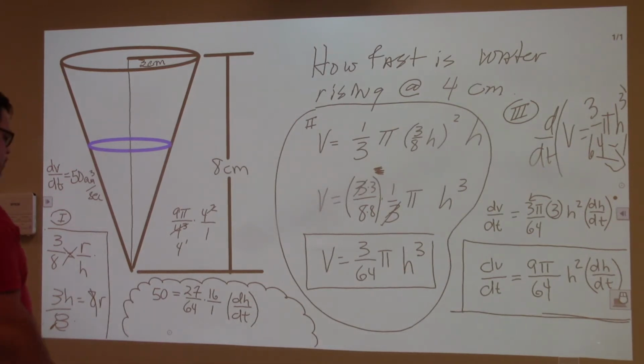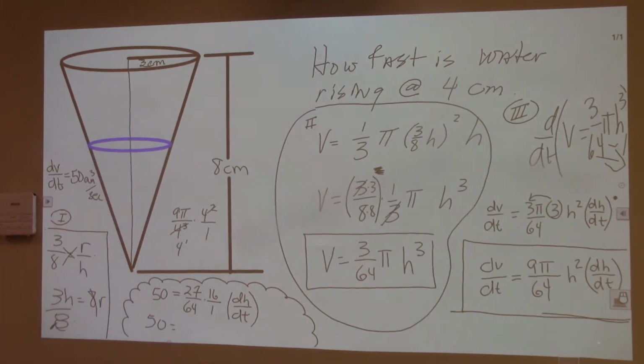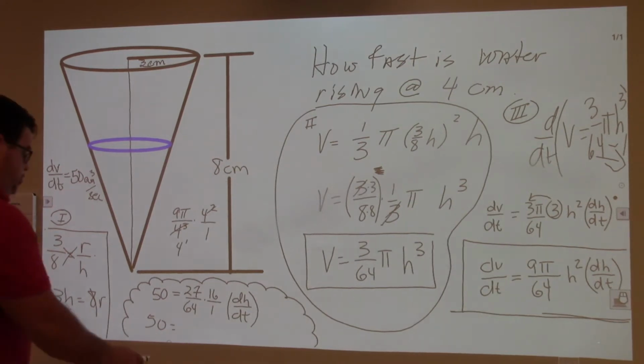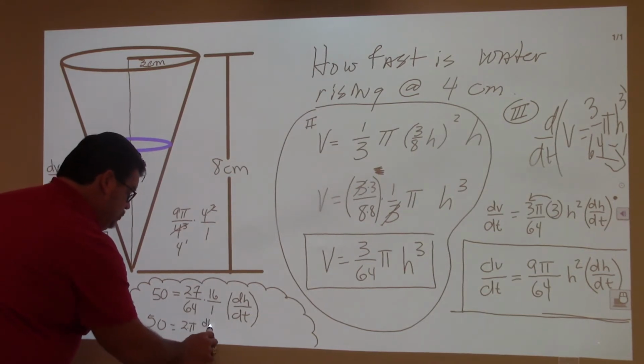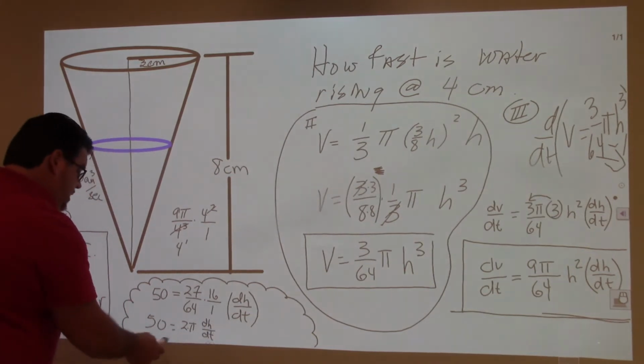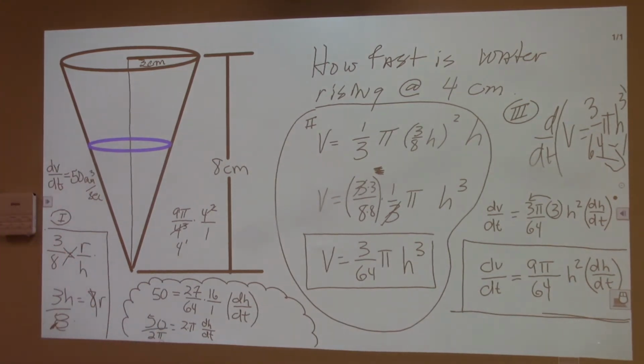So 50 is equal to 9 pi. What's 9 over 4? 9 over 4 is basically a half, right? Or 2. So I'm just going to put 2 pi dH/dt. And divide 50 by 2 pi. And that's going to give you 25 over pi. And 25 divided by 3 is 8. So it's going to be around 8. dH/dt is equal to around 8 centimeters per what? Second?